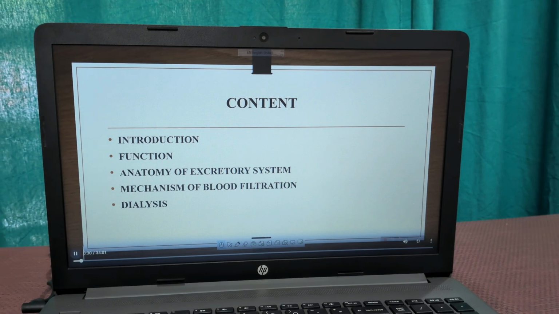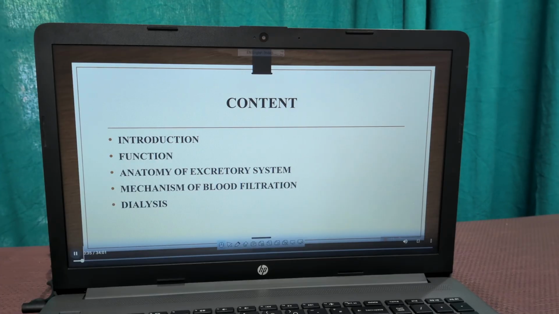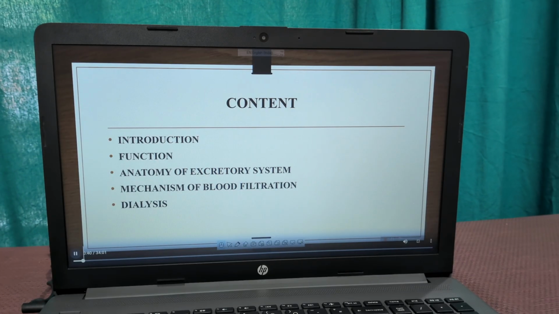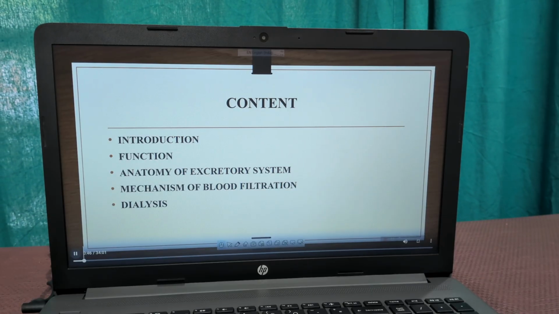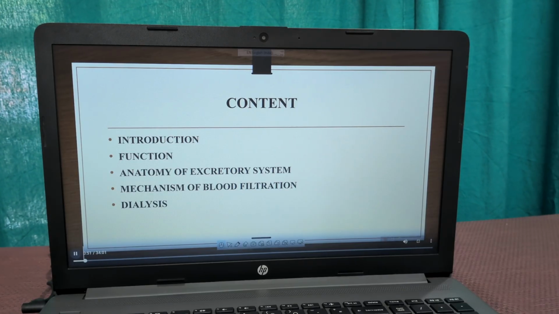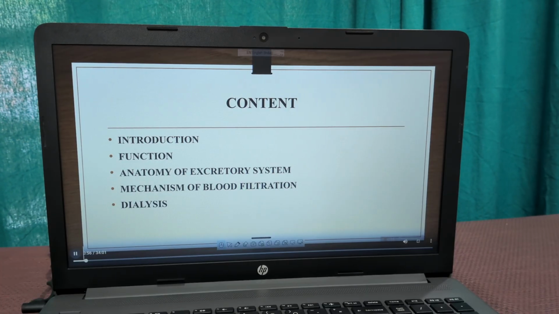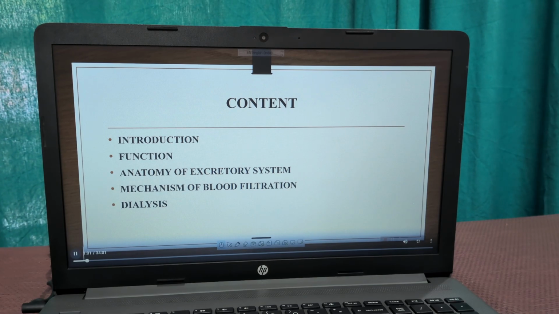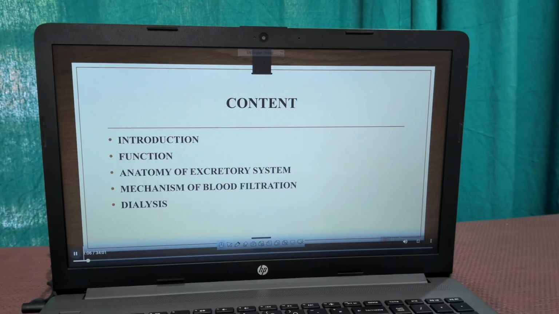We will also understand the anatomy of the excretory system, that is, the structures involved in the excretory system performing the excretion of the waste materials. We will understand the structural anatomy and the blood supply to different organs of the excretory system. We will also go through the mechanism of blood filtration performed by the kidney, that is, the physiology of the formation of urine and the filtration of blood and excreting out the toxic substances into urine.